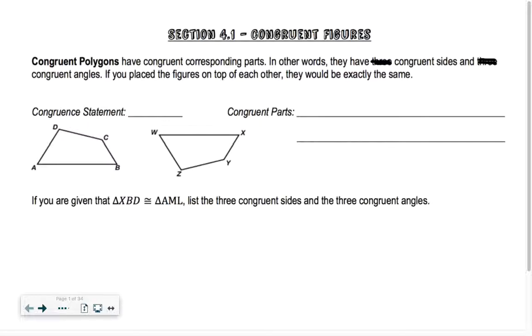So our congruent statement is going to be like ABCD is congruent to, and then the order that we put the letters in matters. So if this angle looks like it matches up with this angle, then I do X first. If B looks like it matches up with W, then I do W next. Does that make sense? So it looks like maybe C is next, and that looks like it matches up with Y. Did I do them in the wrong order?